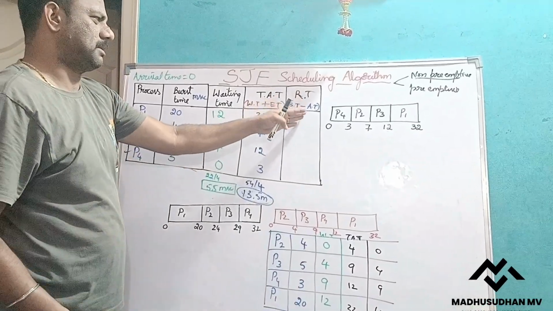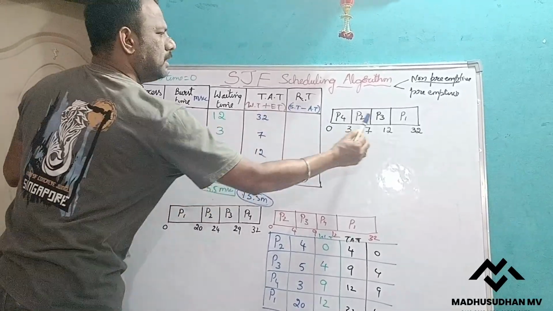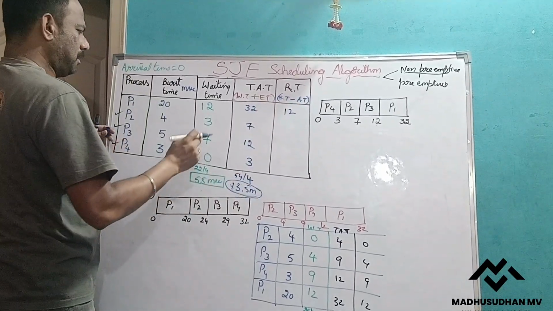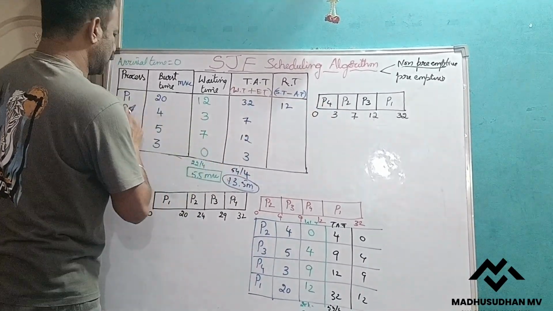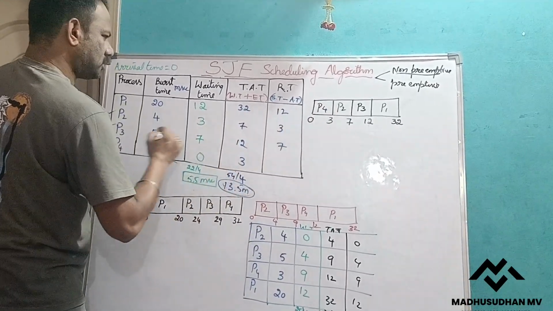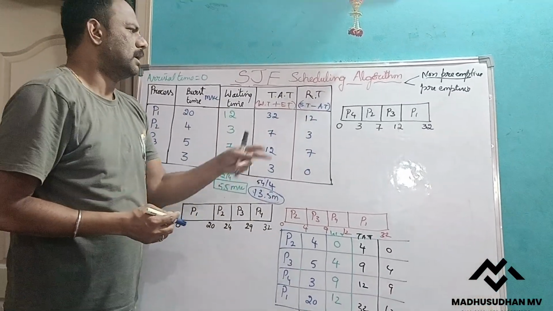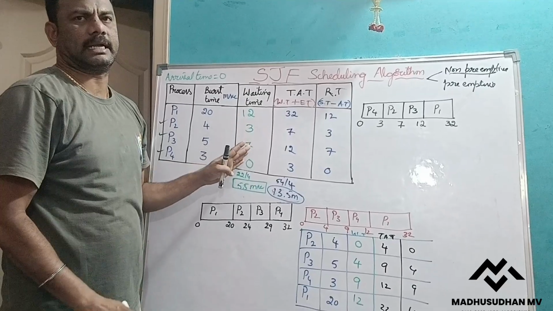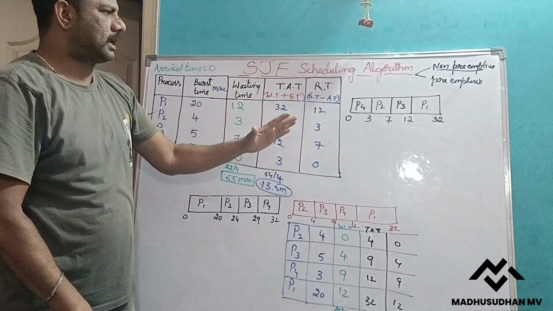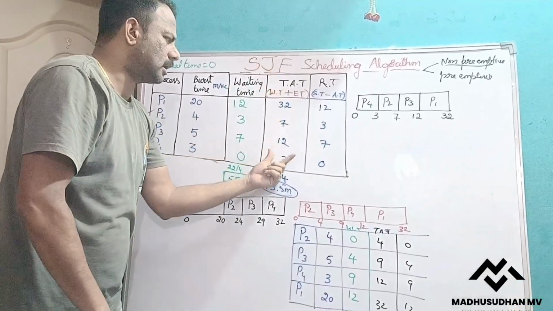Let us calculate response time again. Since arrival time is 0, it is the start time. P1 starts at 12, so 12 minus 0 is 12. P2 starts at 3 milliseconds. P3 starts at 7. P4 starts at 0. Exactly the same as waiting time. For most problems, response time will be the same as the waiting time. So if we apply shortest job first, we can further reduce the average waiting time as well as the turnaround time.